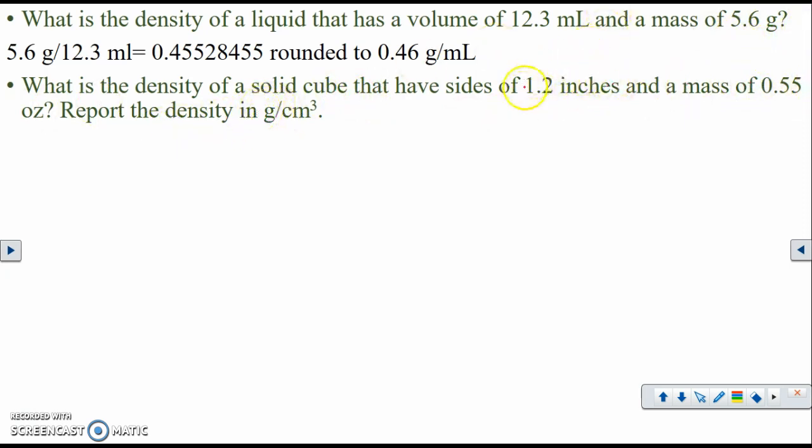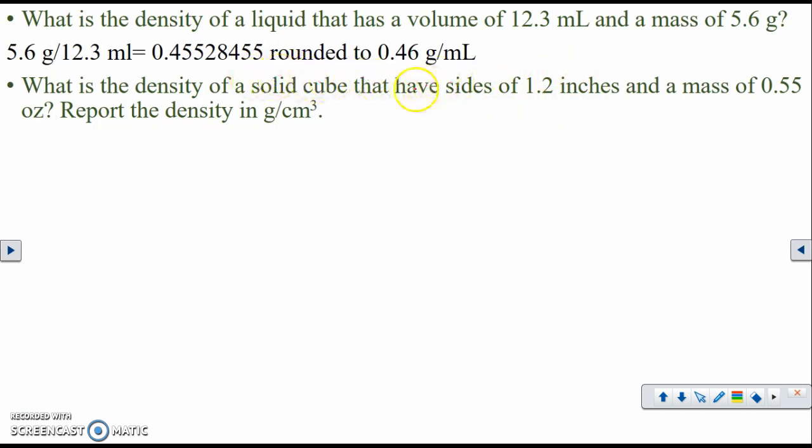This unit of length, inches, has to be converted into centimeters. But here's the deal. A cube, if you remember your basic geometry, has 3 equal sides. So that means the 3 sides, length, width, and height, are all 1.2 inches. I hope that makes sense to you. So a cube has 3 equal sides.